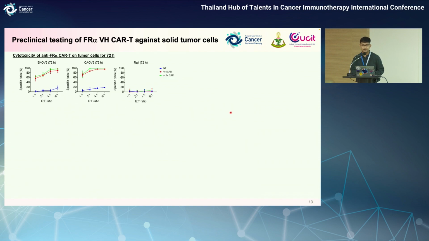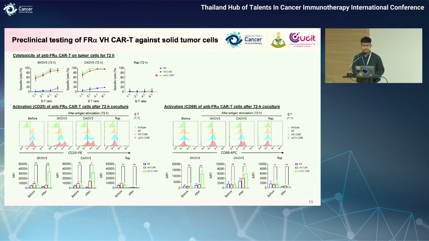To study the functions of our CAR products, the anti-FR-alpha CAR were cultured with target cells at different E:T ratios for 3 days. The results show that both CARs can kill FR-alpha positive target cells in a dose-dependent manner, but have no effect on negative target cells.